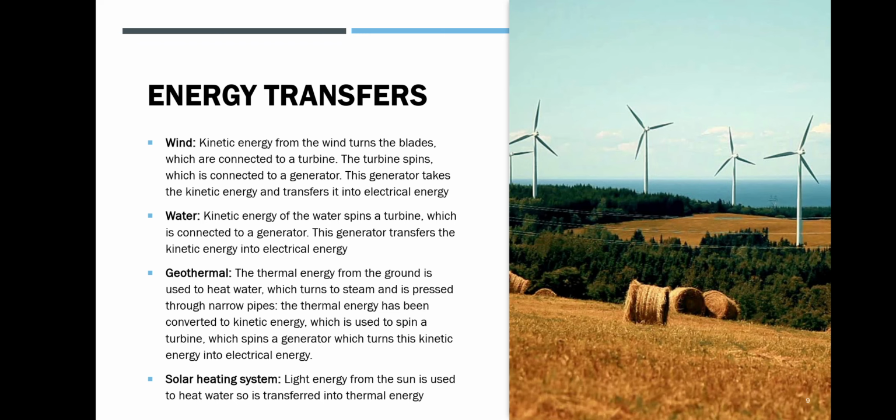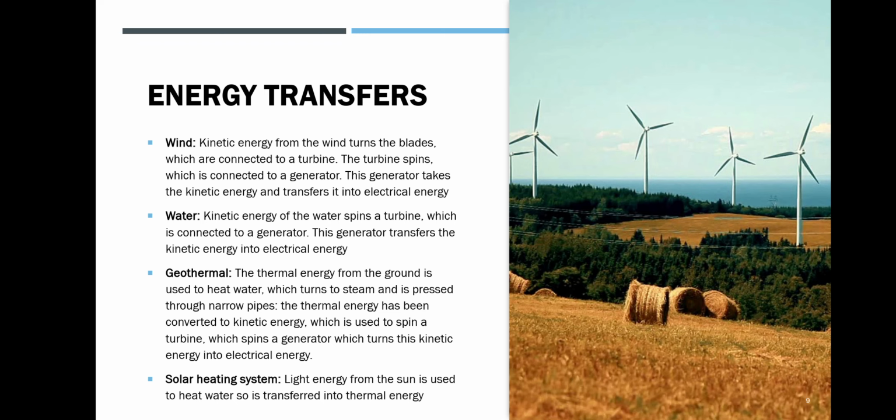Next up we have geothermal energy. Now what happens is that thermal energy from the ground is used to heat water, which turns to steam, and this is passed through narrow pipes. The thermal energy has now been converted into kinetic energy, and this kinetic energy will be used to spin the turbine, and then the turbine will spin a generator, which will again turn this kinetic energy into electrical energy.